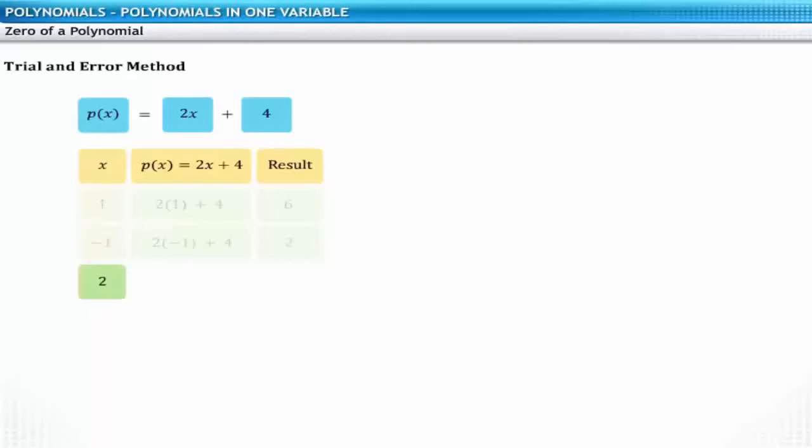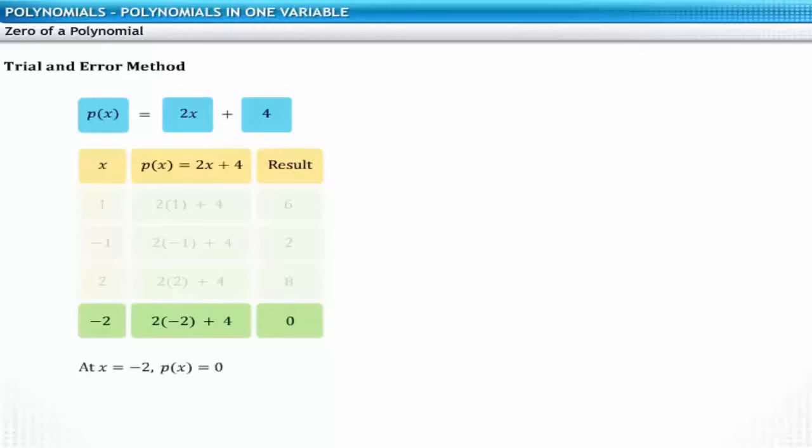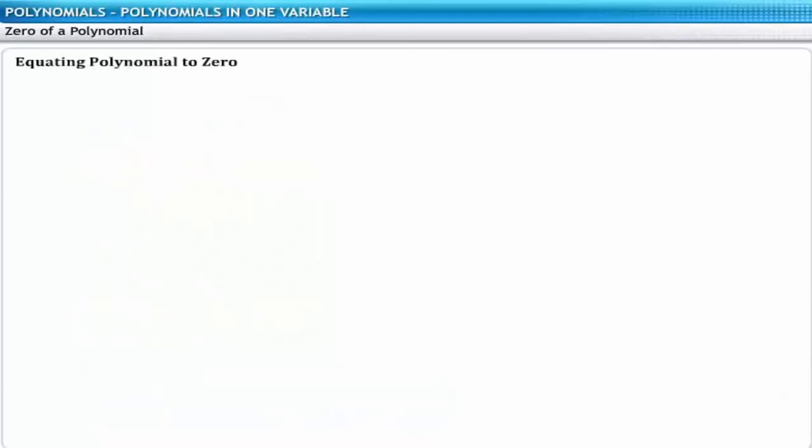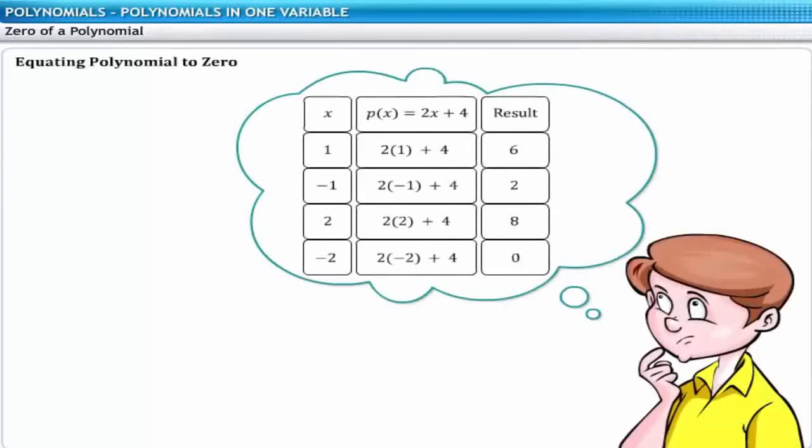Try using another value, 2, as the value of x. The value of the polynomial is 8, which is again not equal to 0. In the fourth try, you use minus 2 as the value of x. You will find that the value of the polynomial is 0. Thus, using the trial and error method, you can determine that the 0 of the given polynomial is minus 2. As you can see, the trial and error method can often be long and tedious.